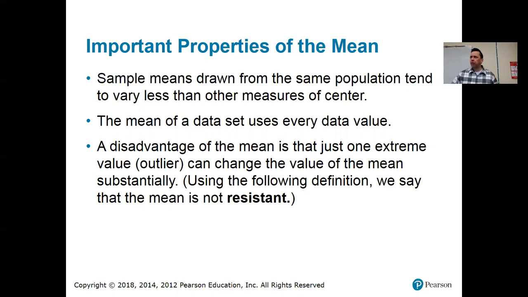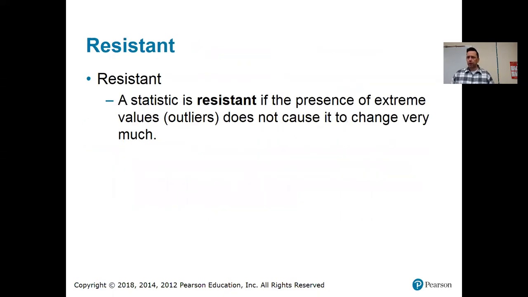So any sort of measure like that where a few extreme values change the value of it, let's back that up for a second. If a few extreme values don't change that measure, then the measure is called resistant. So the mean is not resistant because one or two extreme values will either drag it up or drag it down. All right. So here's that again. A statistic is resistant if the presence of extreme values or outliers does not cause it to change very much.